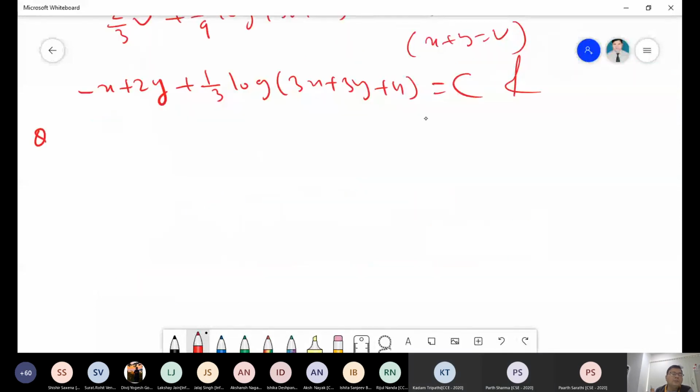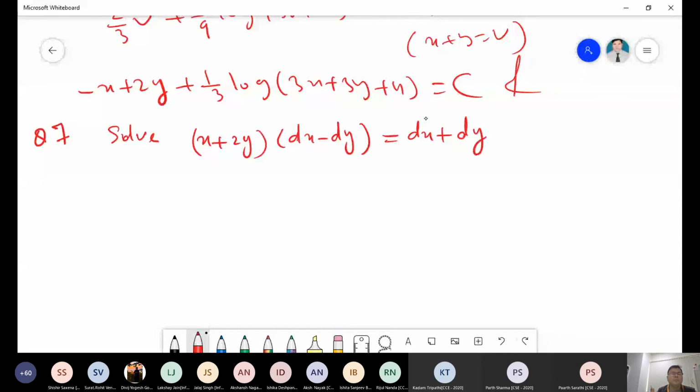Now, this is question number 7, I think. I'm giving you 2 to 3 minutes only, and let's see who is solving this question. Solve (x plus 2y) into (dx minus dy) equal to dx plus dy. It's a very, very good question for exam. Yes, solve this question.